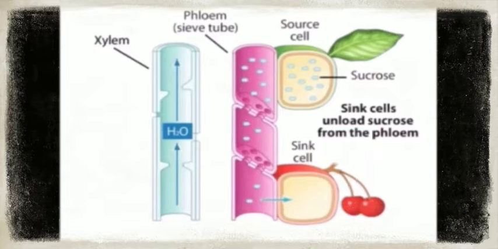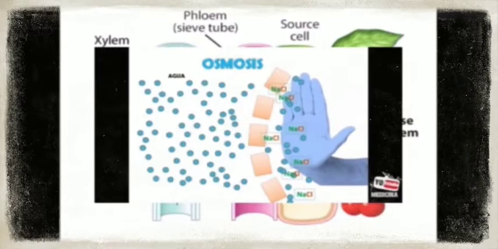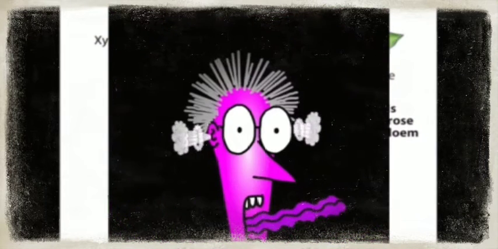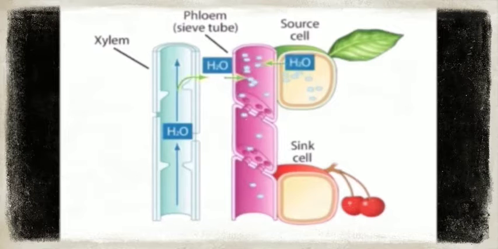Next, a high concentration of sugar in the sieve tube causes water to flow in by osmosis. Just like turning the nozzle on a hose, there's an increase in positive pressure as water flows in. The sugar solution, under massive pressure at the source, is forced to move by bulk flow to areas of low pressure at the sink.